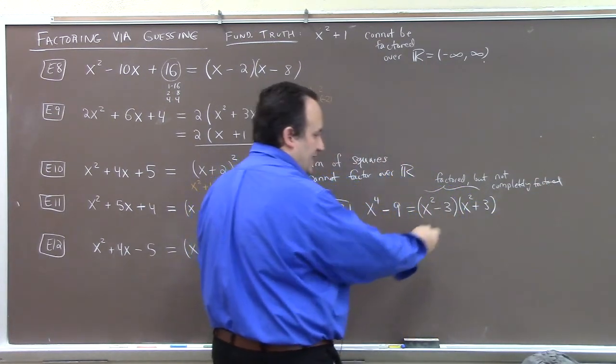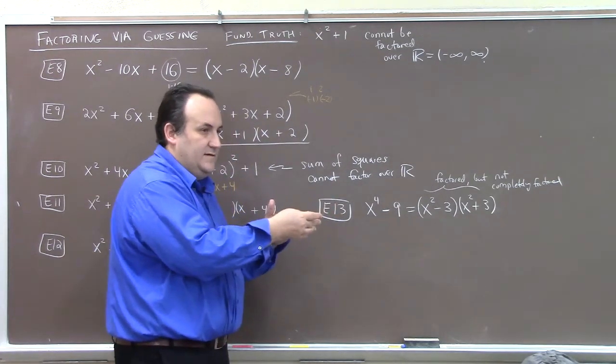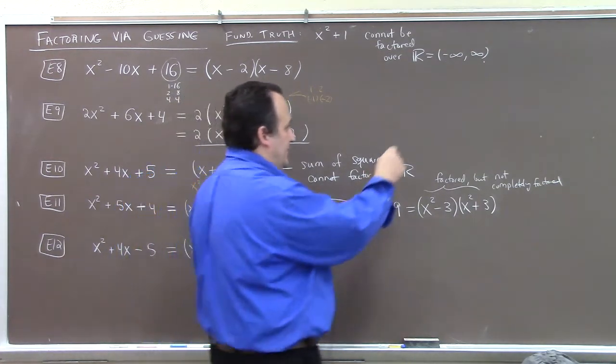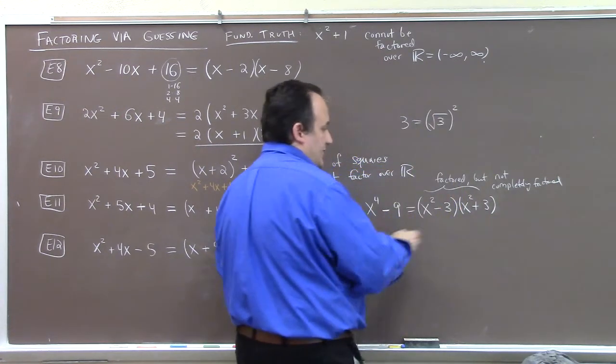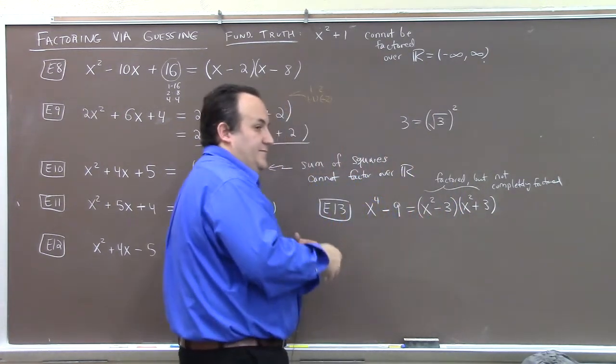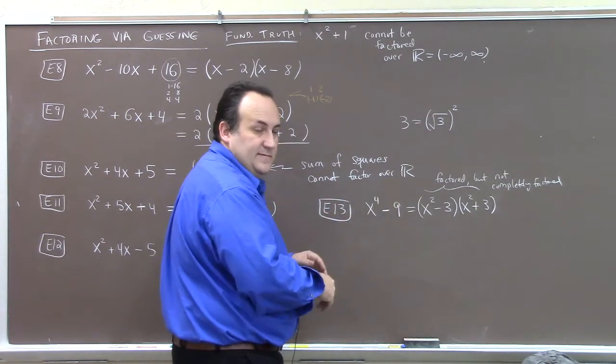Because this x squared plus 3, that's a sum of squares. It's a square plus a positive thing. 3 is a square in the sense that 3 is equal to the square root of 3 squared. So this is a sum of squares: something squared plus a positive thing. That cannot be broken down. It is what it is.